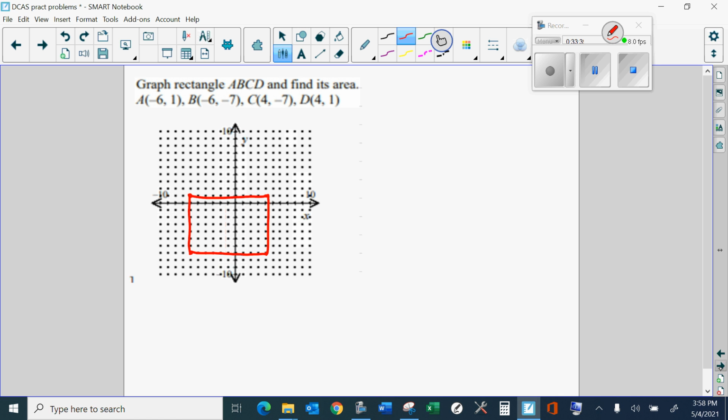Find that area, it's just base times the height. So how far from -7 there to +4 there? That's 11. How far is it from 1 down to -7? That's 8. What's 11 times 8? 88. And then units squared, whatever it is. Base times the height.